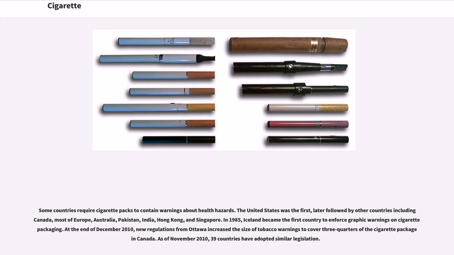Some countries require cigarette packs to contain warnings about health hazards. The United States was the first, later followed by other countries including Canada, most of Europe, Australia, Pakistan, India, Hong Kong, and Singapore. In 1985, Iceland became the first country to enforce graphic warnings on cigarette packaging. At the end of December 2010, new regulations from Ottawa increased the size of tobacco warnings to cover three-quarters of the cigarette package in Canada. As of November 2010, 39 countries have adopted similar legislation.